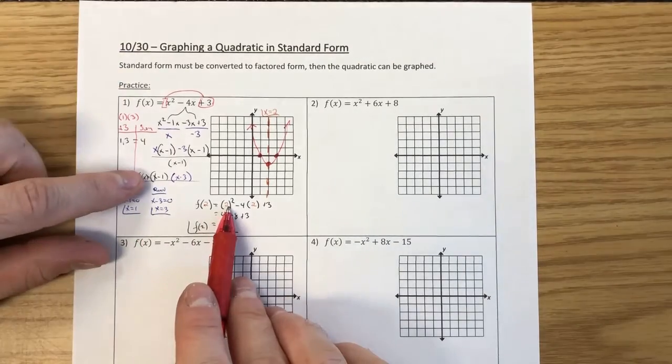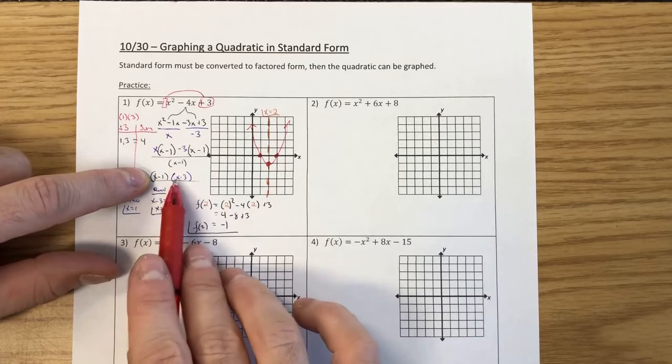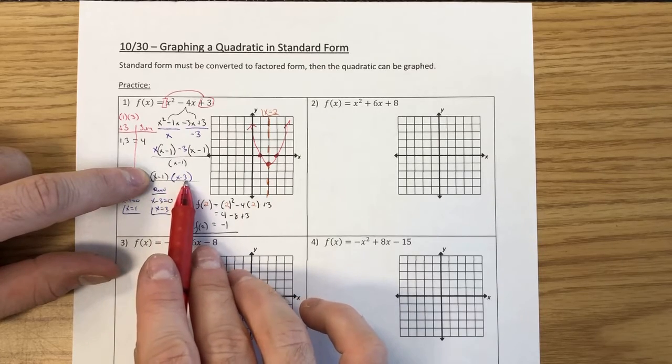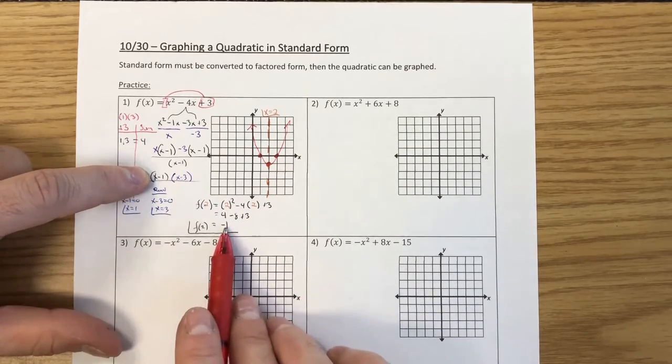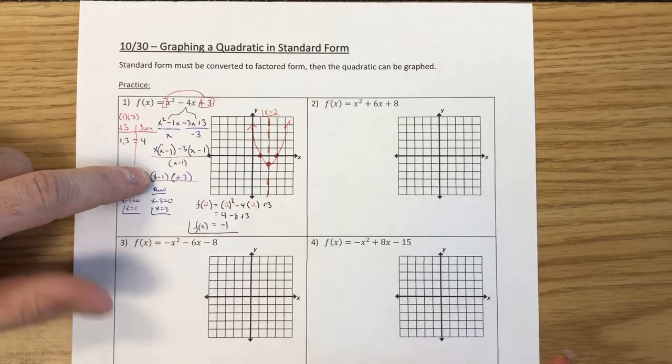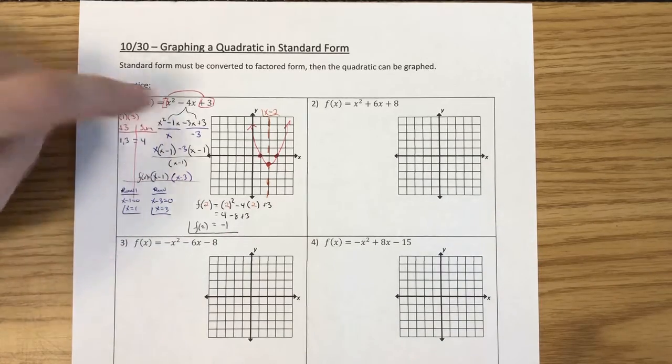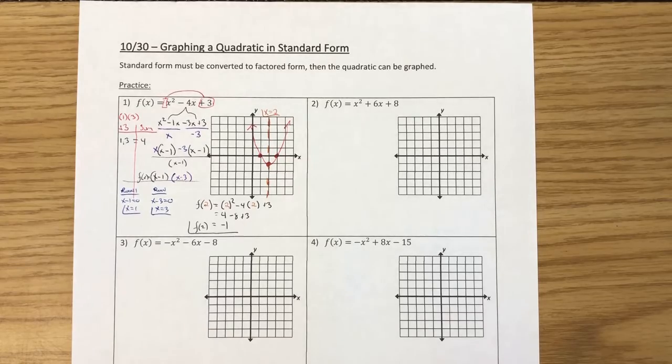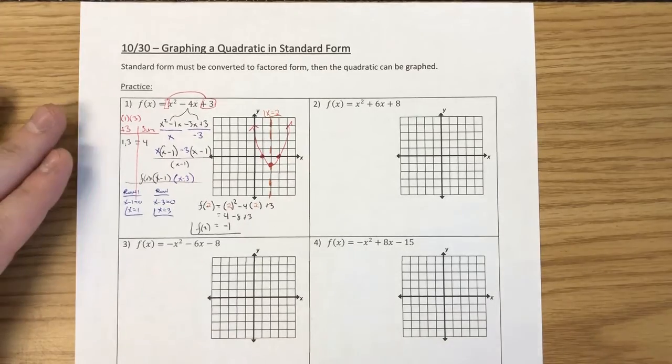If I plugged in a 2, that would be 2 minus 1. 2 minus 3 would be negative 1. So 1 times negative 1 is still going to get me the same answer. So plug it into whichever one you think is easier to do. So let's try that again.